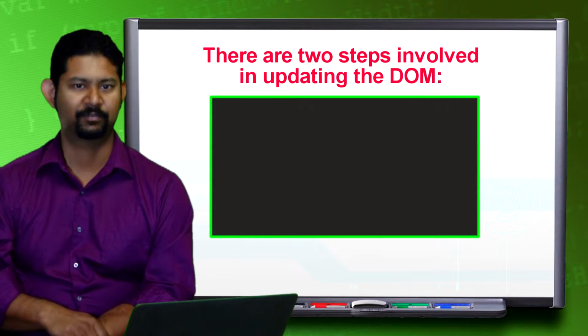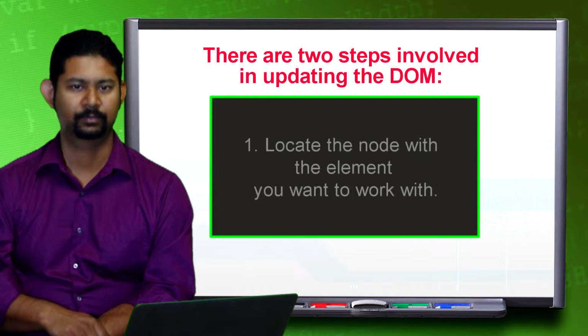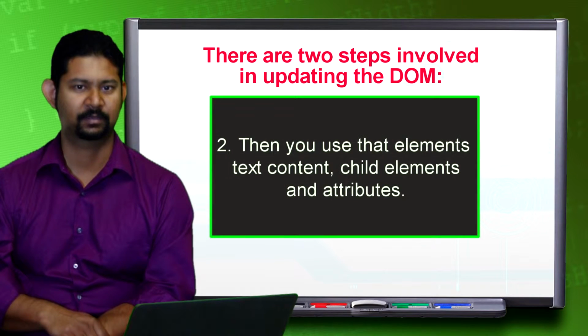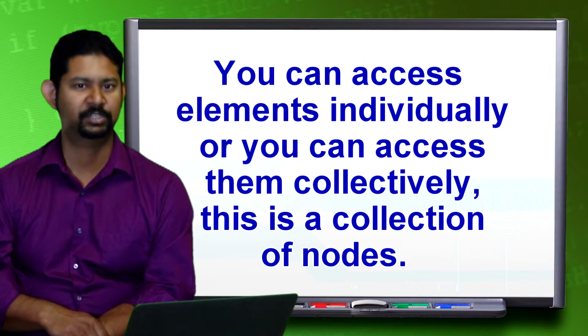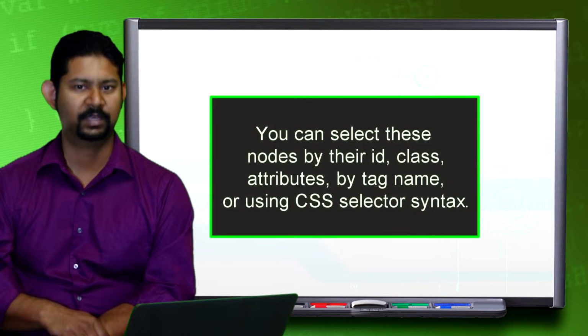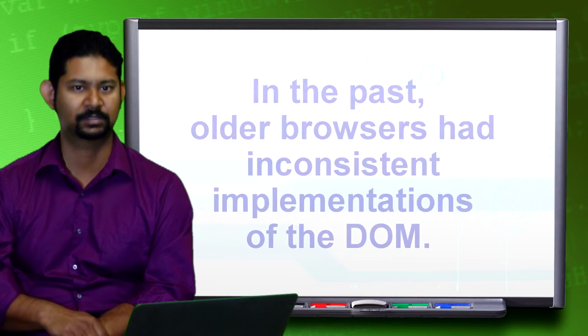There are 2 steps involved in updating the DOM. First, locate the node with the element you want to work with. Second, you then use that element's text content, child elements, and attributes. You can access elements individually, or you can access them collectively. This is a collection of nodes, otherwise known as a node list. You can select these nodes by their ID, class, attributes, by tag name, or using CSS selector syntax.